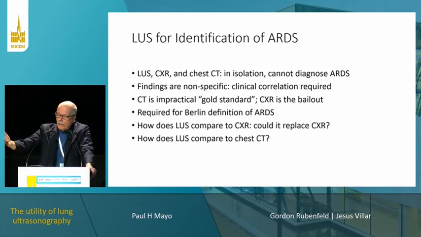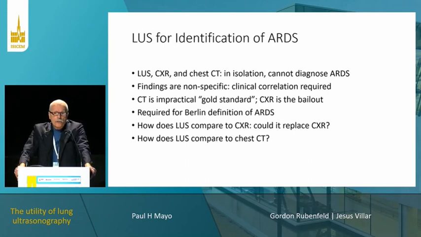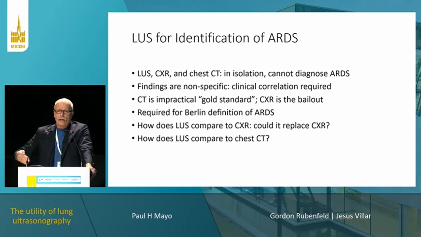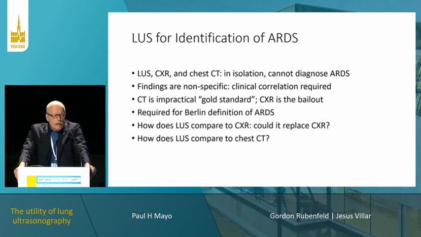It just shows abnormality. So therefore, findings are always nonspecific until the clinician puts in a little clinical correlation, right? PF ratio, the clinical background of the patient as they present, et cetera. And although CT has been used for this purpose, we know it's a completely impractical gold standard. Chest X-ray, therefore, is proposed in the Berlin definition as a bailout.